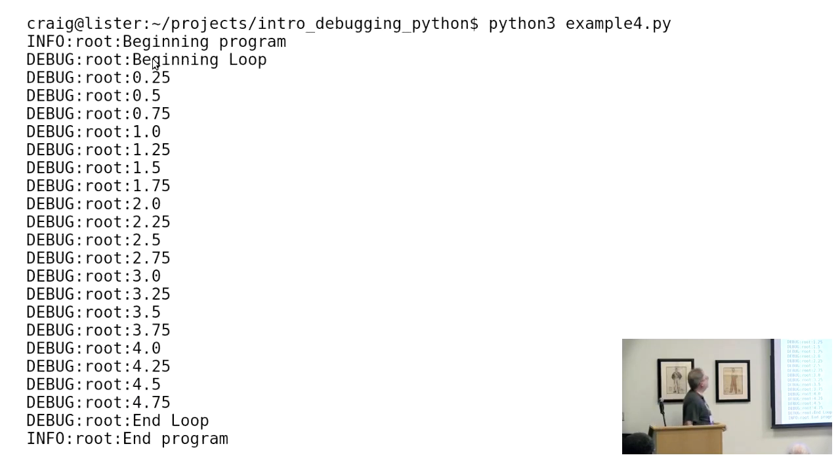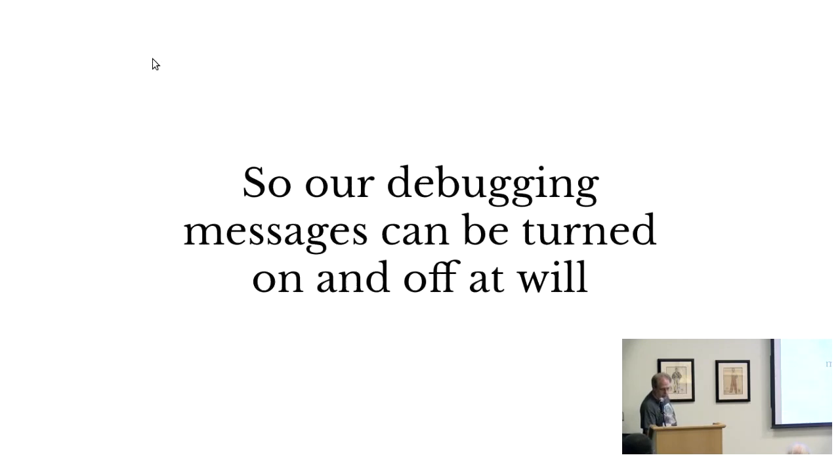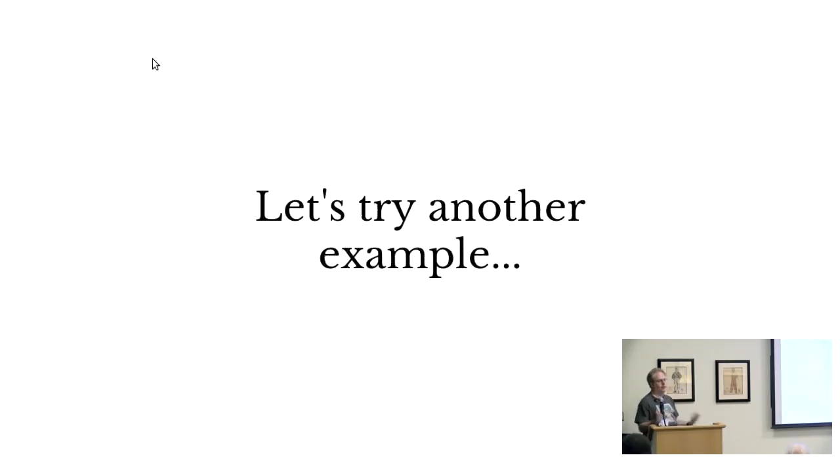So then we're back to, here's the info, here's all the debug messages, and here's the end of the program. Okay? So we can turn those on and off at will. And again, you can do it via configuration files or changing the program itself. It doesn't really matter. You're not actually trying to change the actual code itself and forgetting where you have debug messages and where you have info messages. So let's try another example of this.